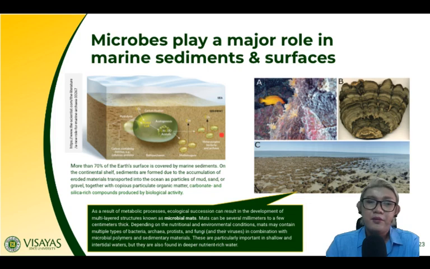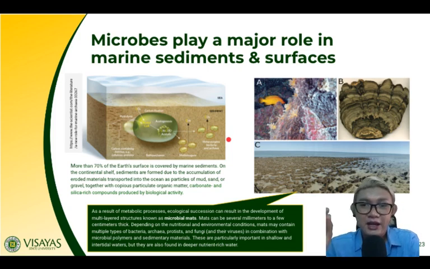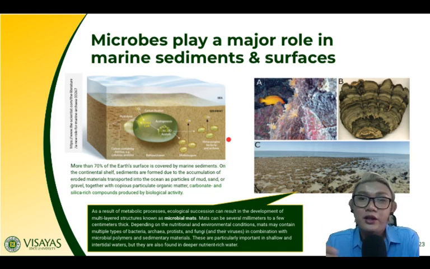Now, they are not just found in the sediments or in the surface layer, in the pelagic zone, in the water column. They are also found coating different surfaces. Those are called biofilm, right? But there could be accumulation of this biofilm through time. Okay, and inside the biofilm, the environment is very different from outside of the biofilm.